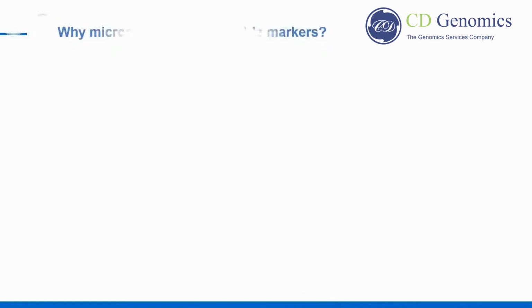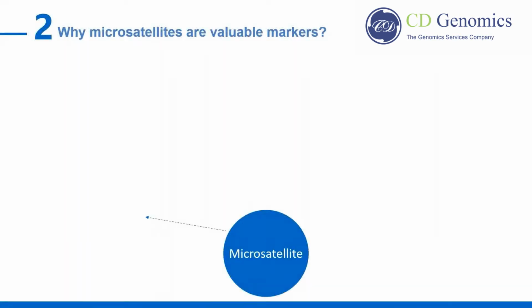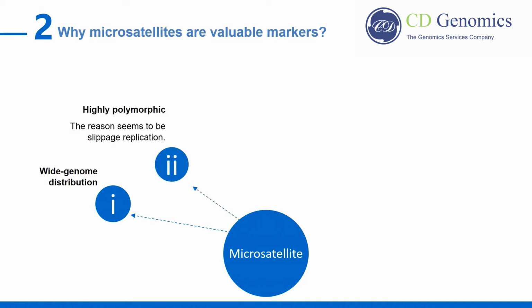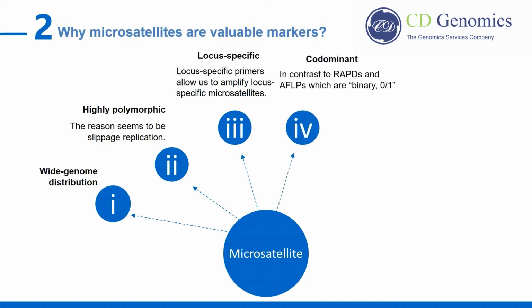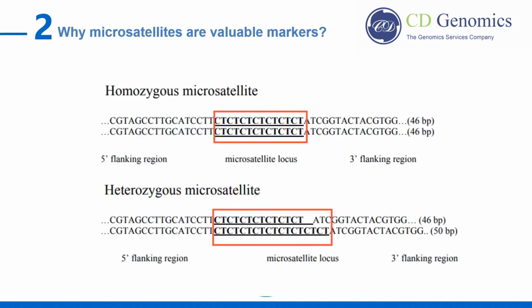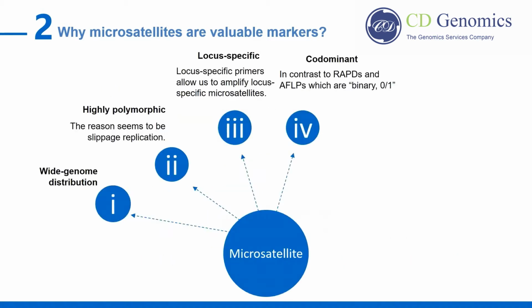Why microsatellites are valuable markers? First, they are widely distributed across the genome, including encoding and non-coding nuclear and organellar DNA. Second, they are highly polymorphic. The reason seems to be slippage replication. Third, they are locus-specific. Locus-specific primers allow us to amplify locus-specific microsatellites. Fourth, they are codominant. Heterozygotes can thus be distinguished from homozygotes, in contrast to amplified fragment-length polymorphisms.